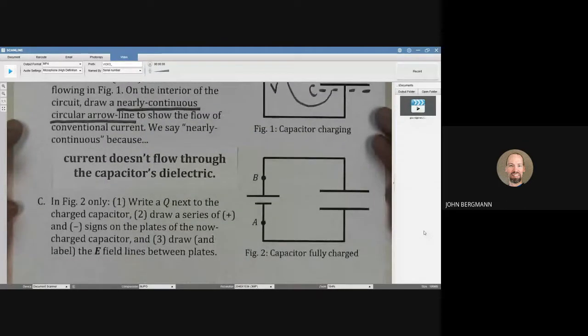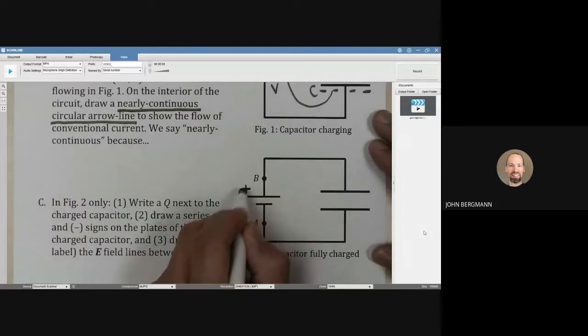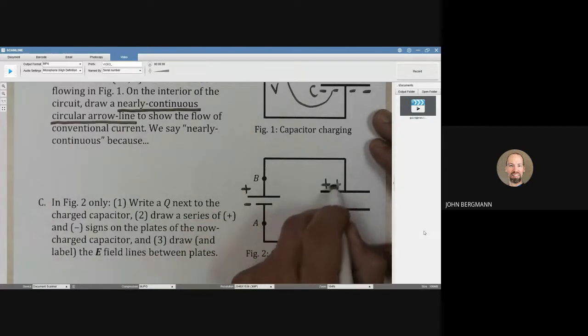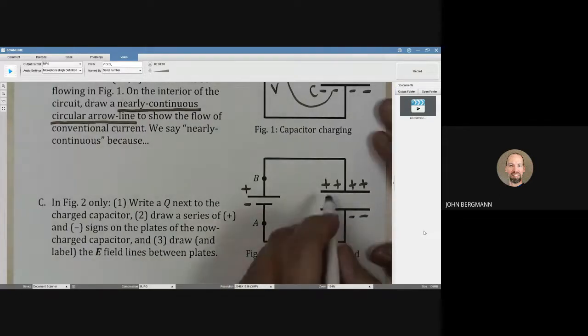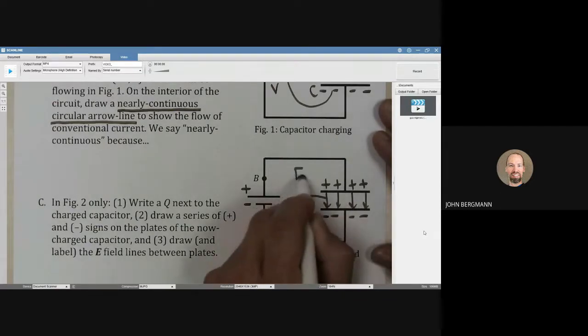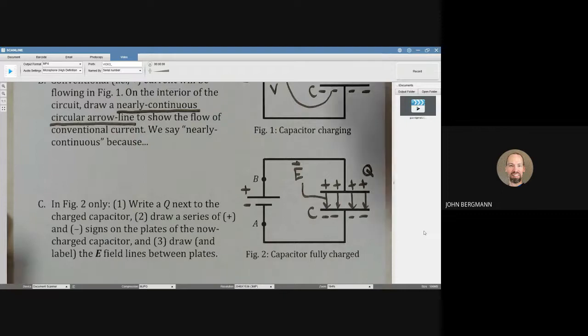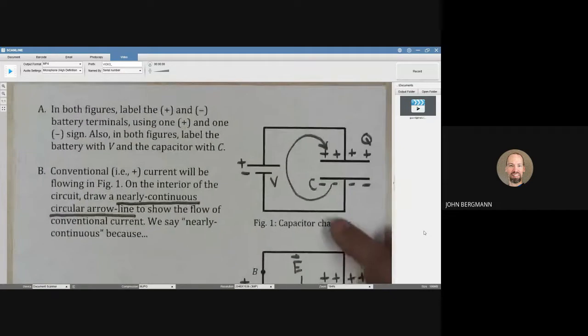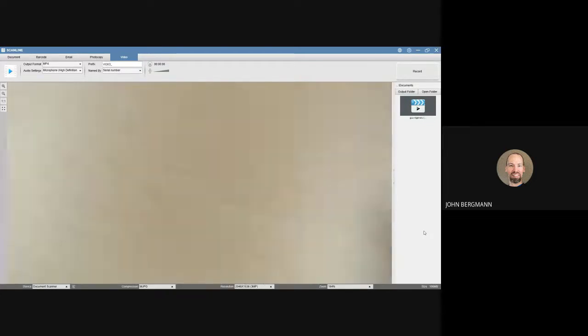Now, figure 2 shows when the capacitor is fully charged. When the capacitor is fully charged, there's our positive terminal, there's our negative. The capacitor is now charged up. There's an electric field between the plates. I'll signify that with an E. We've got a charge on the plates. There's the capacitor. No more current flowing, so we don't draw any more arrows. So that's what we have when we have a charged capacitor. When the capacitor is charging, then we've got some current going around in that direction, but not a continuous loop.